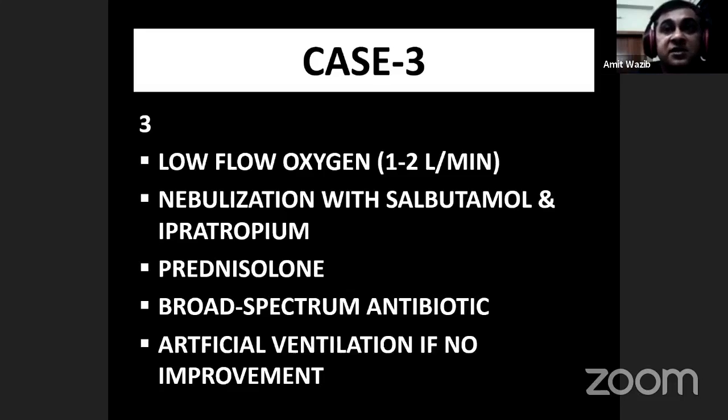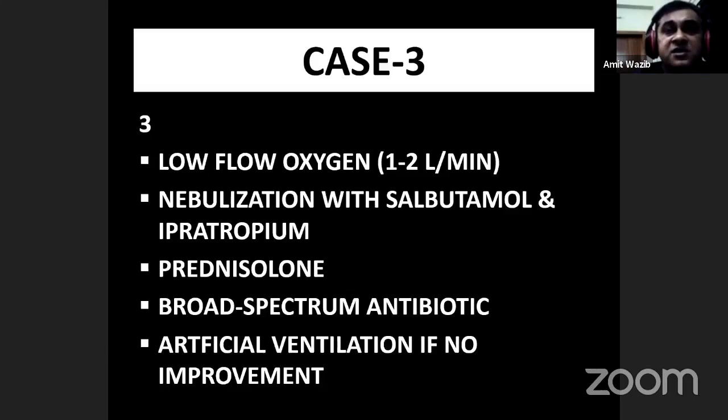We will manage the patient with immediate oxygen inhalation, but remember we have to give low flow oxygen, and then nebulize the patient with salbutamol and ipratropium. We have to start prednisolone and continue it for a few days. Usually COPD exacerbations are associated with bacterial respiratory infections, so a broad spectrum antibiotic should also be given. And if all these measures fail to improve the patient, then you have to send the patient to ICU for artificial ventilation. So this is the basic step.